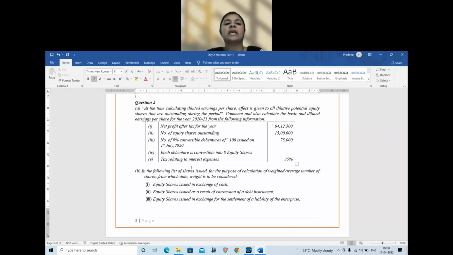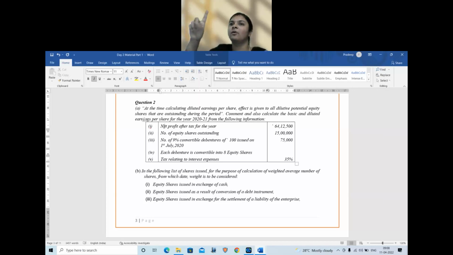So we are going to say about the statement. Also calculate basic and diluted shares for diluted earnings per share for the given case. Net profit 64 lakh 12,500. Number of equity shares 15 lakhs. Number of 9% convertible debentures issued as on 1st July. Why is this 1st July important? It is not issued in the beginning of the year. It is only issued in the middle of the year. 75,000 debentures, each convertible into 8 equity shares, and tax relating to the expenses 35%. So shall we go ahead and do the computation?